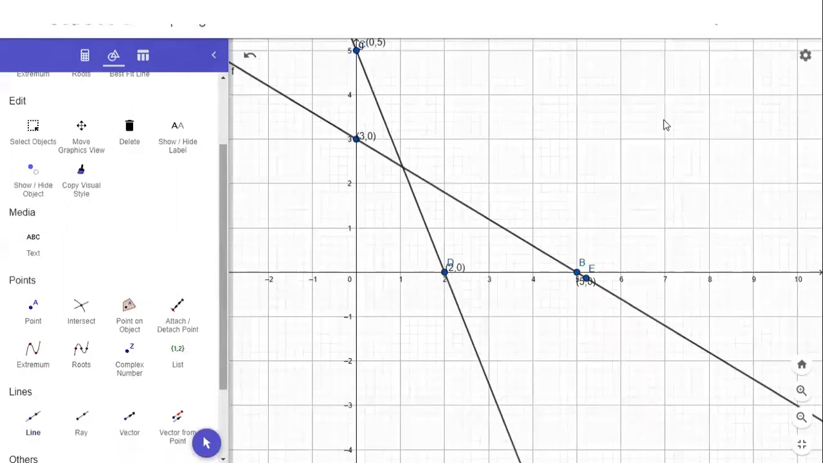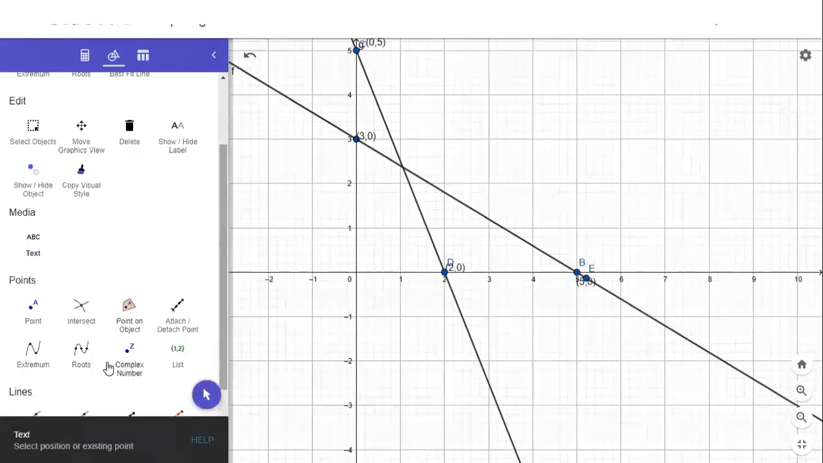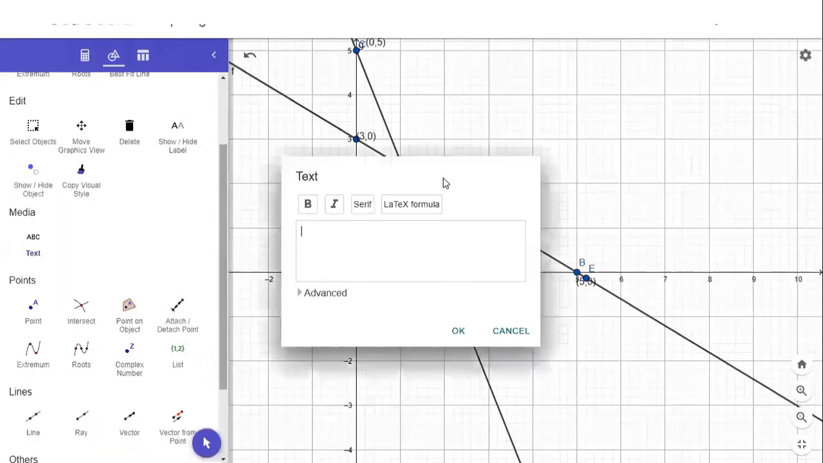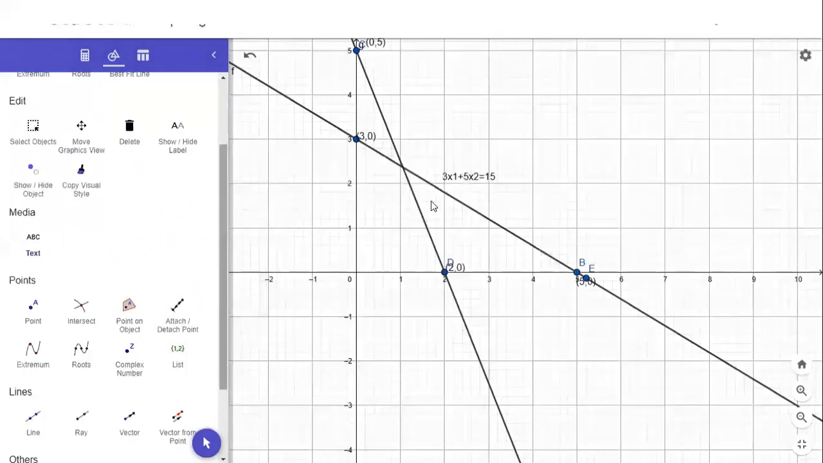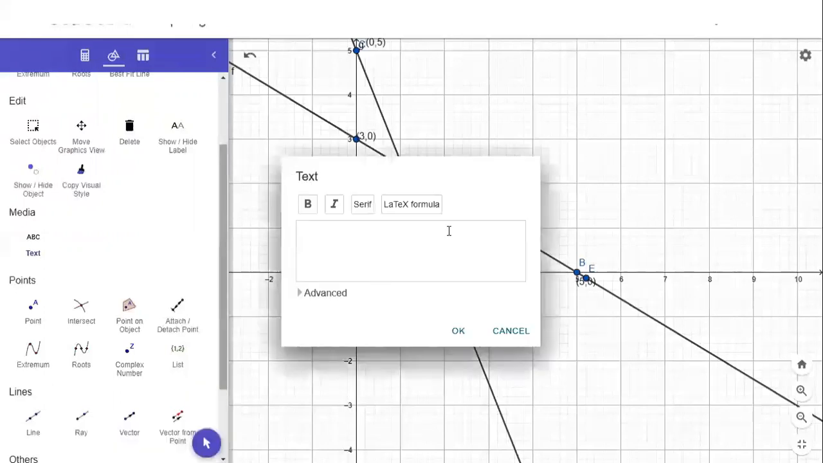So if you see this graph, you take this line, that is 3x1 + 5x2. So this is the equation 3x1 + 5x2 = 15. Okay, so this is the equation. Second one is 5x1 + 2x2 = 10.